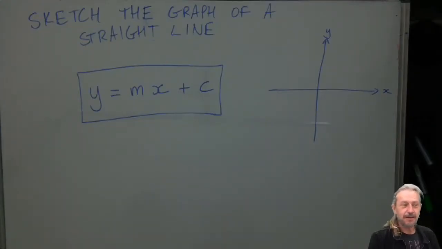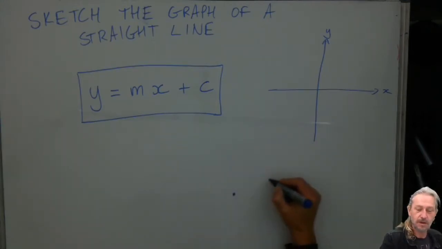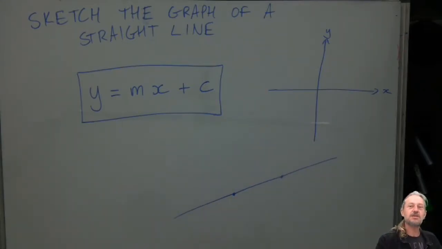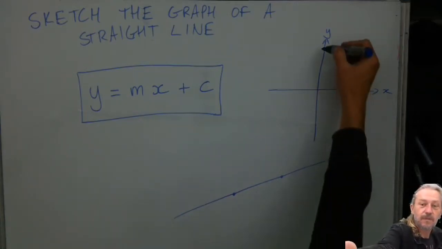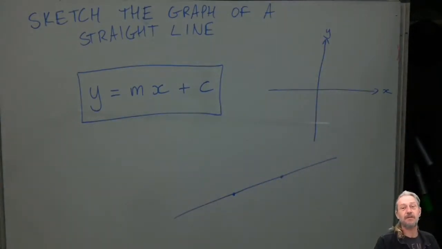Okay, welcome back. In this video we're going to be looking at sketching the graph of a straight line. Essentially, in order to sketch a line, all we really need is 2 points, because as soon as we have 2 points we can rule a line through them. And the easiest 2 points to find are the y-intercept and the x-intercept. And once we've found those, rule a line between them.